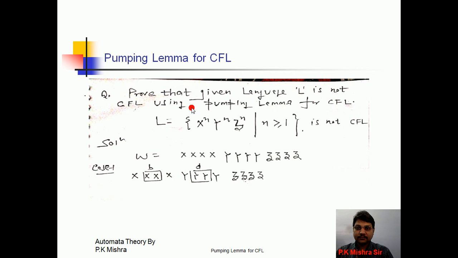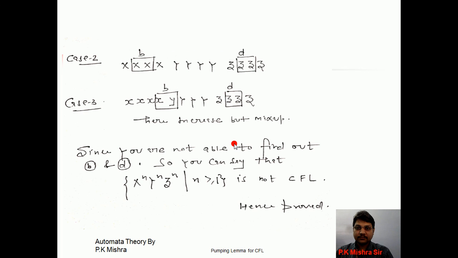If any language fails to pass the pumping lemma property, then we definitely say that language is not context free. But if any language passes all the properties of the pumping lemma, then it doesn't mean that we'll say that language is context free. Okay, so this is all about context free language.